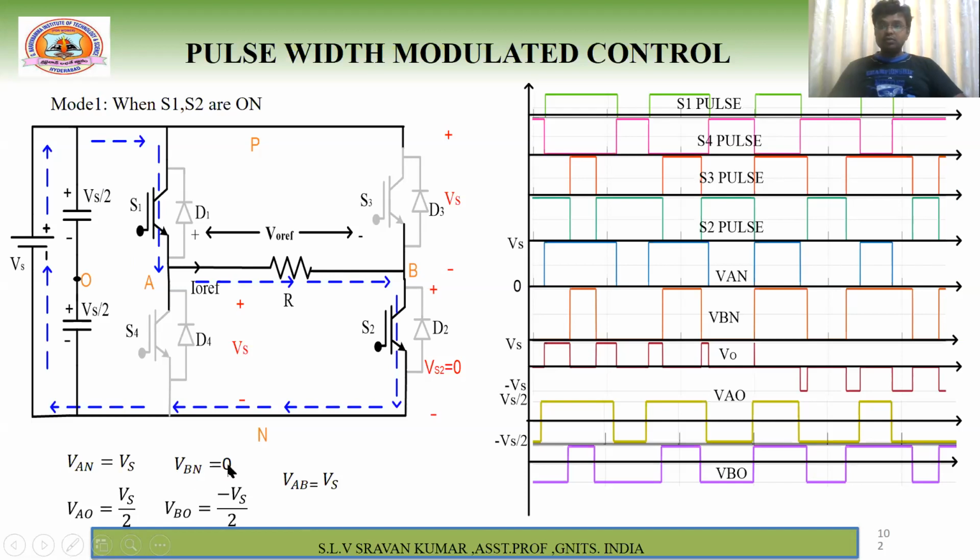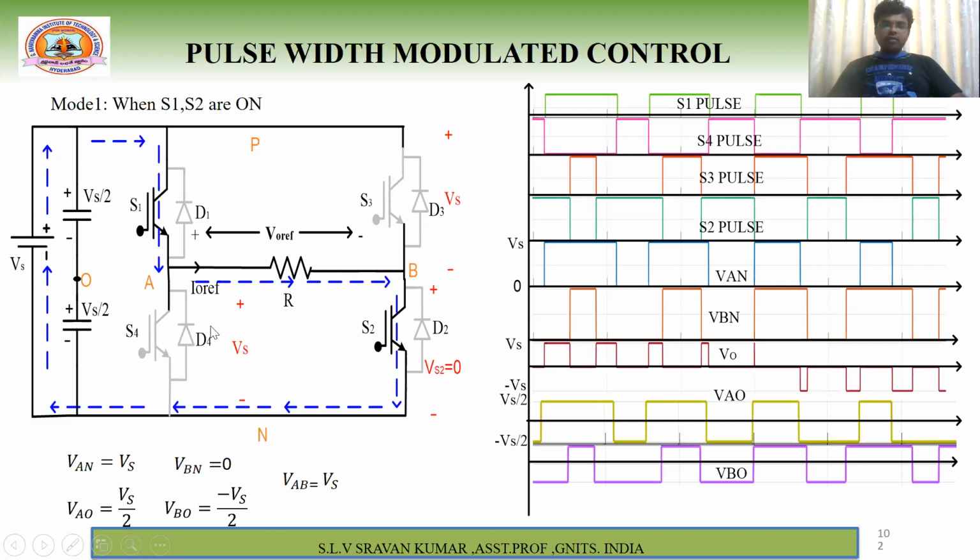Why is VBN 0? This is very, very important. See here, the switch is conducting, which means it is short circuited. In a short circuit, what is the voltage? 0. So that's why VBN is equal to 0. Okay.